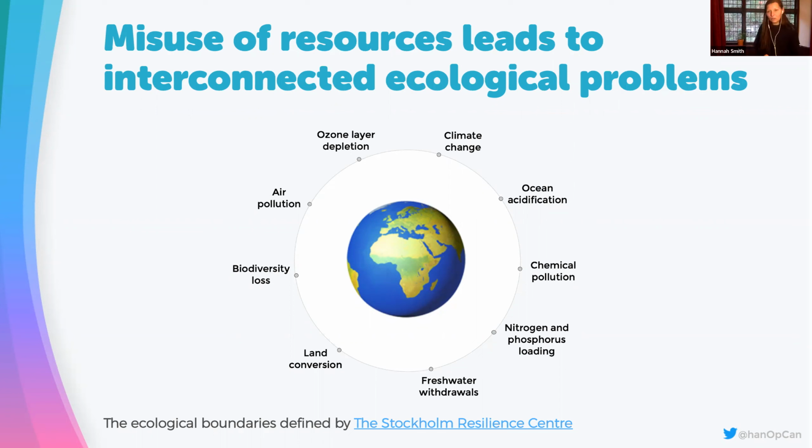So again, I just want to hammer home this point that sustainability is a much wider set of problems than climate change and carbon emission. There's also things to think about like biodiversity loss, freshwater withdrawals, chemical pollution, etc. I don't know if anybody's come across the Stockholm Resilience Centre before, but if you want to learn more about sustainability and how the planet works, it's a really interesting resource.